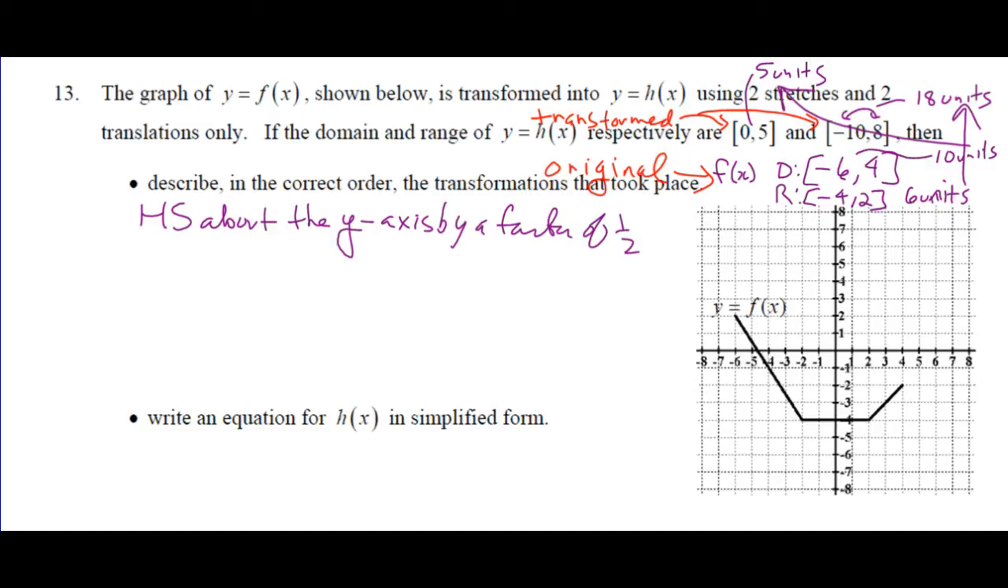Okay, the original range goes from negative 4 to 2, so it covers 6 units. The new range goes from negative 10 to 8, which is 18 units. So there is a vertical stretch about the x-axis by a factor of 3.